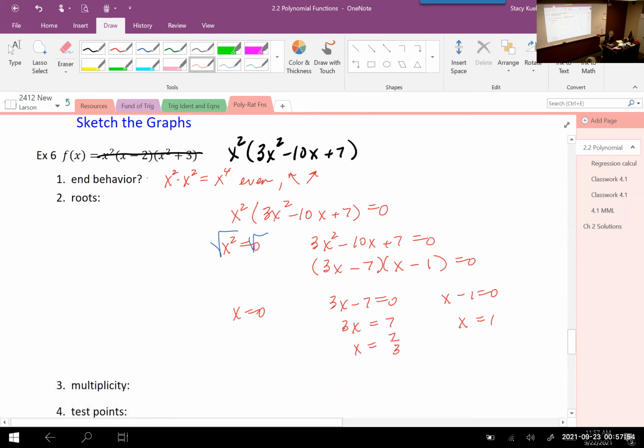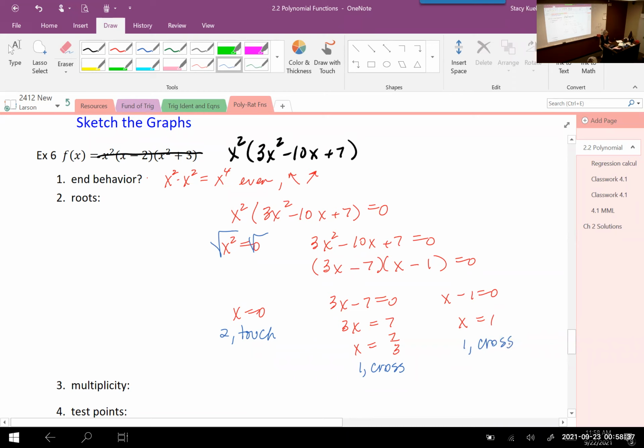Now let's look at their multiplicity. At 0, what is our multiplicity? It's even. Okay, at 0, we know for a fact the multiplicity is 2. And so that would be even, and therefore we're doing what? Touching or crossing? All right. At 7/3, what's the multiplicity? 1. And do we cross or touch? At 1, what's the multiplicity? 1, and do we cross or touch? Cross.